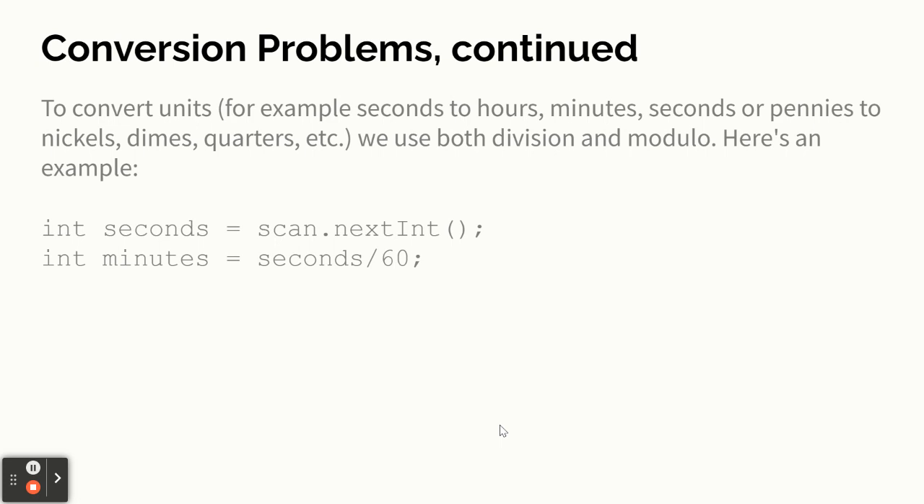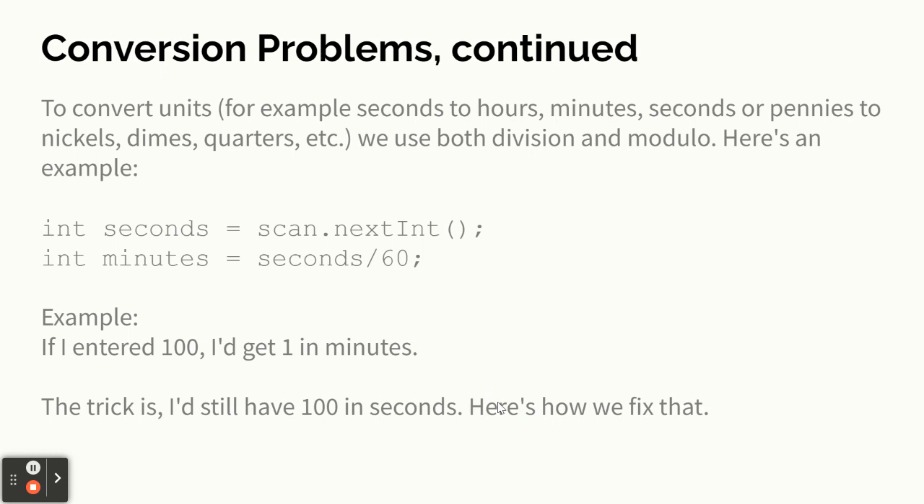Folks, if the seconds value was 61, it would still just be 1 minute, right? You're dividing, it throws away the remainder. It's perfect. It's just what we want. And then, here's an example. If I entered 100, I'd get 1 in the minutes variable. And now, seconds is still 100.